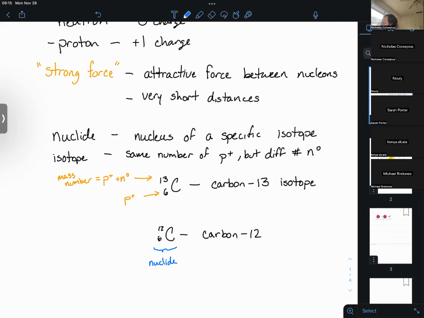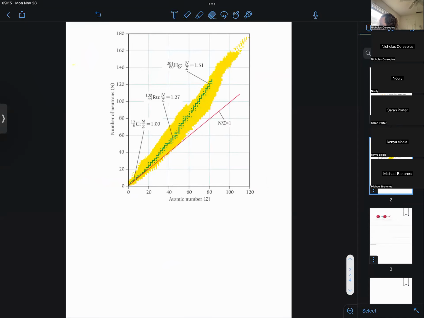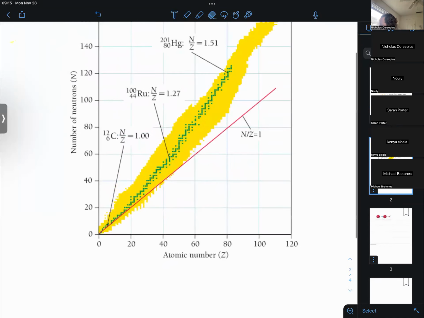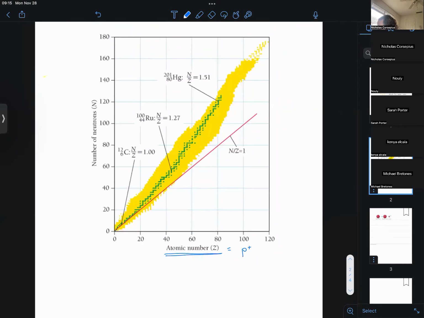Okay, so again, back to this graph here. So first of all, let's pick apart the axes of this graph before we dive into what's being plotted here. So on the bottom is just the atomic number, which is of course equal to the number of protons in a particular element, right? When you look on your periodic table and you see carbon listed under element 6, that's because it has 6 protons. That's what makes a carbon atom a carbon atom. And then on the y-axis, what's being plotted is the number of neutrons.